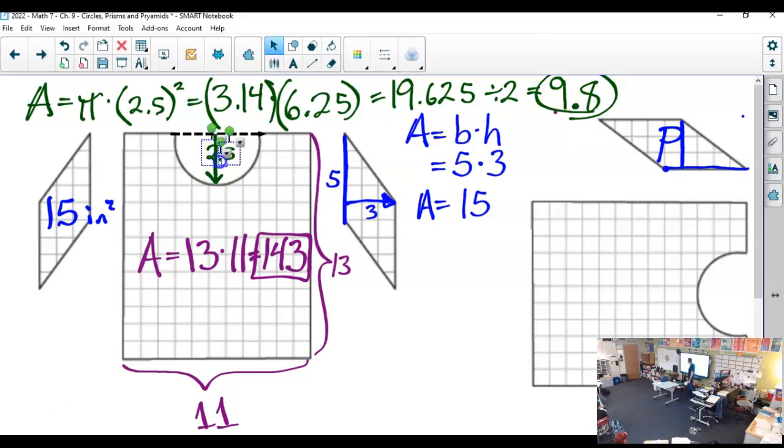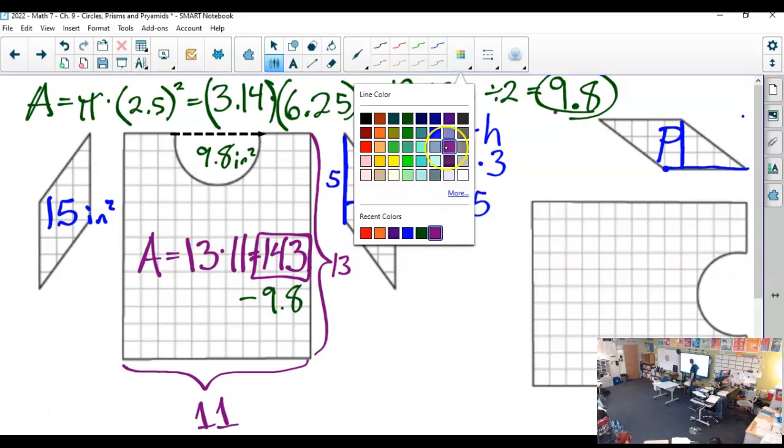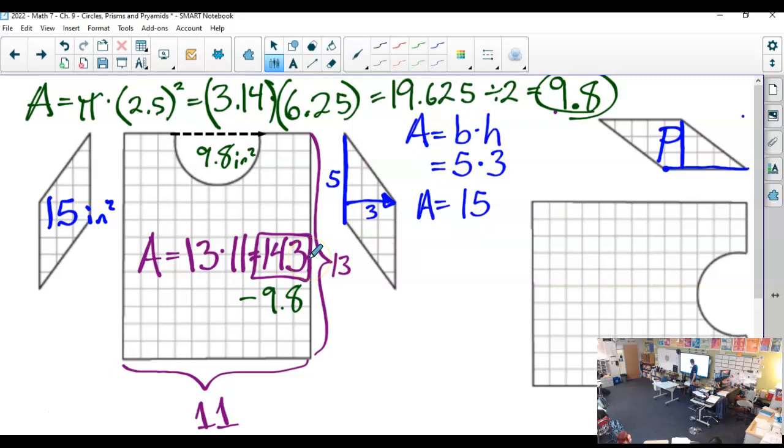So this is 9.8. Oh, come on. Eraser would help. 9.8 inches squared. What do I do with that 9.8? Subtract it from the 143. Okay, thanks, John. Subtract from the 143. Sorry, I was going to call the card, but you weren't looking, so you didn't see that. Oh, sorry. You're good. So now what's 143 minus 9.8? Yeah, 133.2.